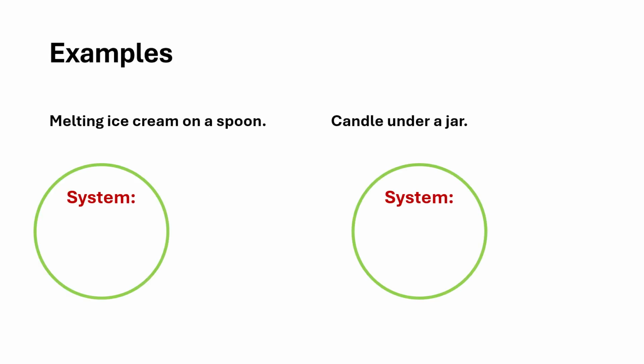So here are a couple of examples. To draw a heat flow diagram, we would first just add a circle or a box, and inside of it we're labeling the system. Our first example is melting ice cream on a spoon. We want to put in the system the focus of the situation. Well, the thing that's changing is the ice cream. The ice cream is melting. So the ice cream is going to be our system. That's our focus. Our surroundings are going to be the spoon, and that goes on the outside.